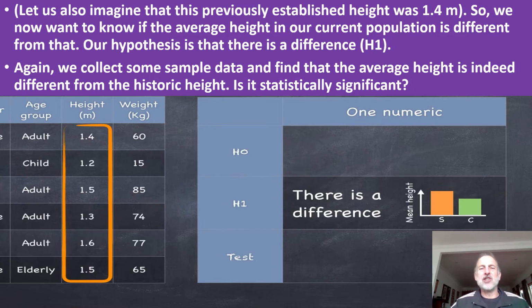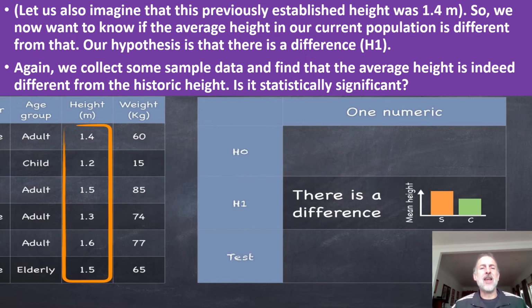Let us imagine that this previously established height was 1.4 meters, like we've said. So we now want to know if the average height in our current population is different from that 1.4 meters, that historic value. So our hypothesis is that there is a difference. So that's our alternative hypothesis. So it will be H1.